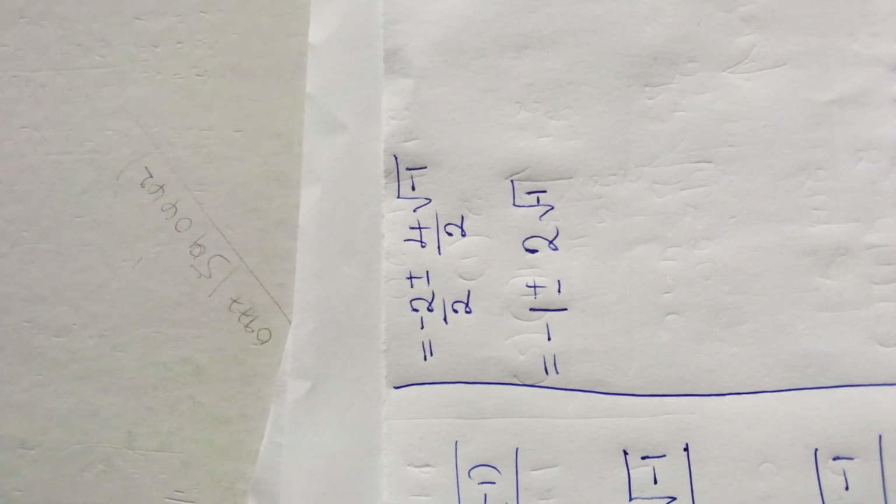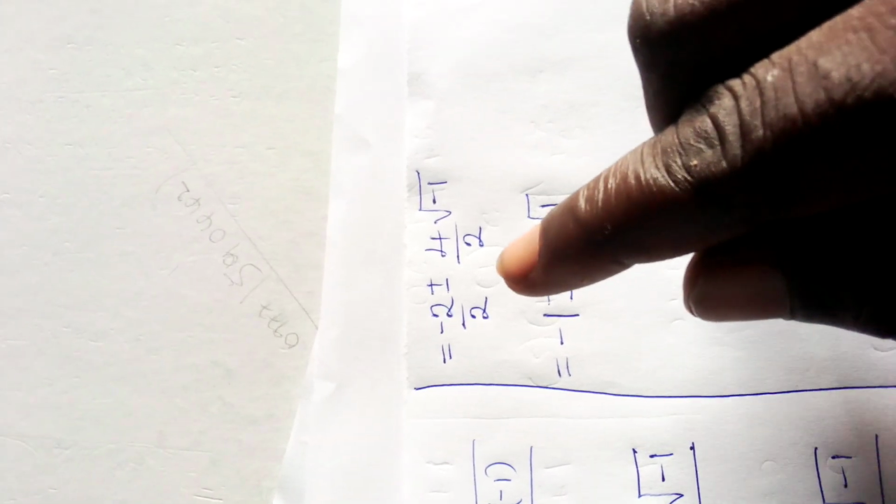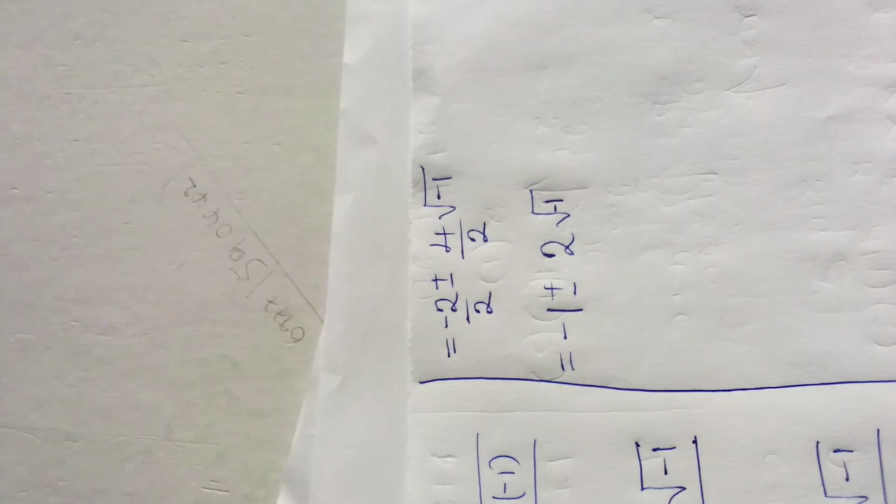Let's divide everything by 2. We are going to get 2 into negative 2, it's negative 1. 2 into 4 up there, we get a 2 here.